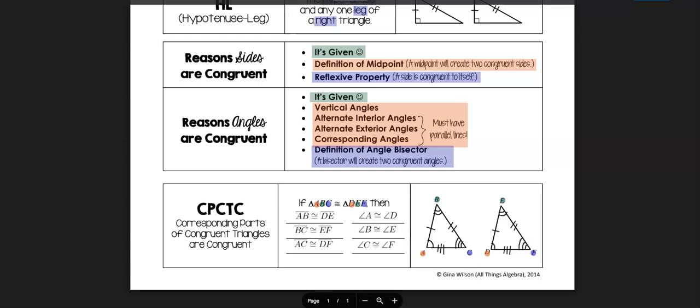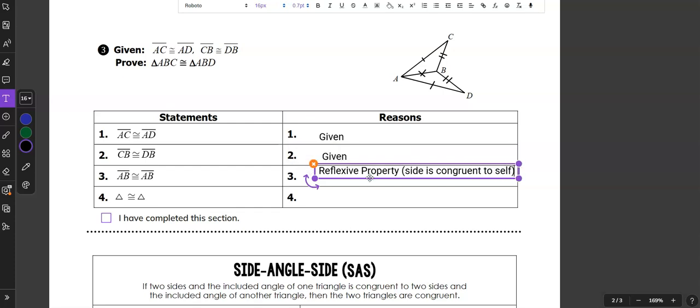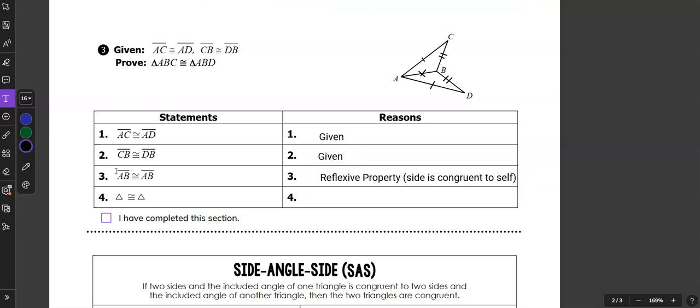We have it's given, definition of midpoint, or reflexive property. A side is congruent to itself. So all we're going to put here is reflexive property. On the key to this, I have put in parentheses, side is congruent to self. I think you should include that just because it will make it easier for you to remember, at least on one of these. All right.